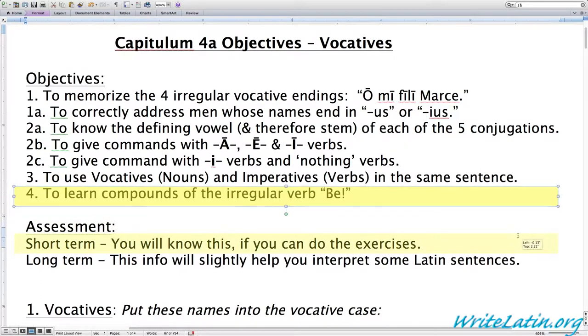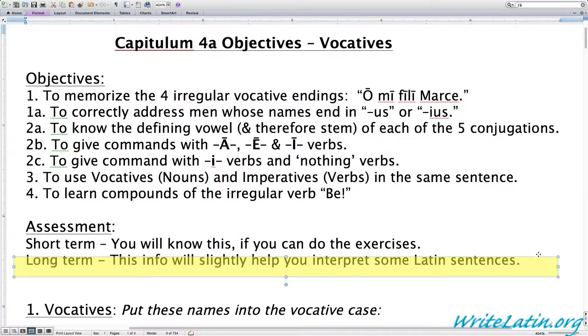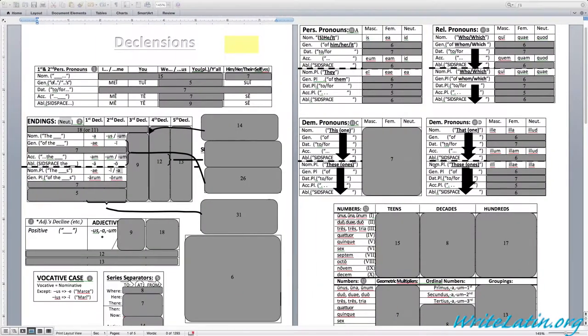As for assessment, you will know this material if you can do the exercises. And this stuff will slightly help you on some of the more esoteric Latin sentences. In this chapter, we need to reveal several areas on our grammar charts.